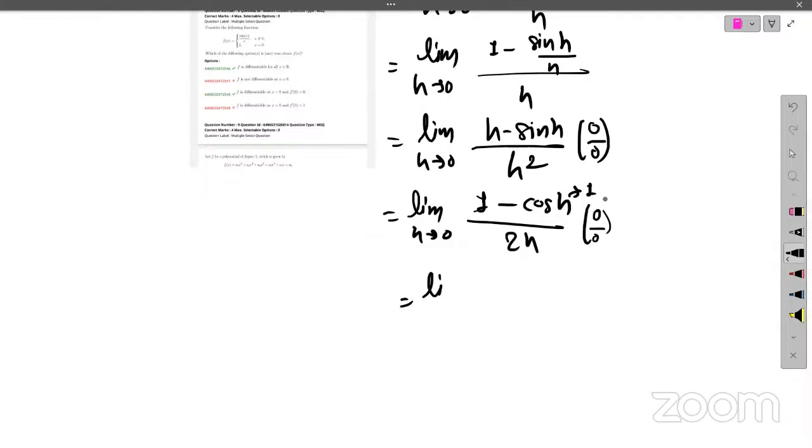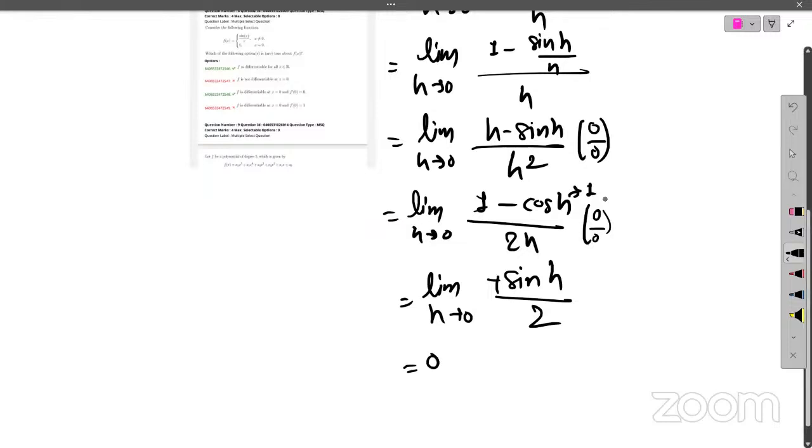So again, if you apply L'Hospital's rule, you will get limit h going to 0 of minus of, sorry, plus of sin h, because cos h is there. The derivative of cos h will become minus of sin h, so minus and minus make plus. That's why plus sin h upon 2, and this is equal to 0. So the left hand derivative is equal to 0, and similarly, if you calculate the right hand derivative, it will be equal to 0. So it will be differentiable and the derivative is equal to 0.